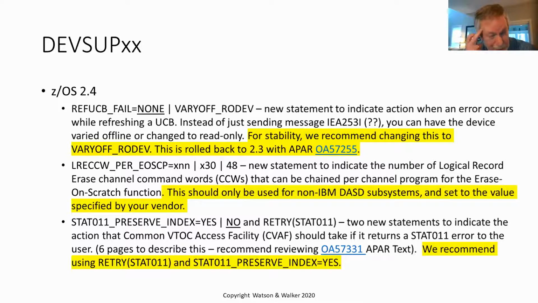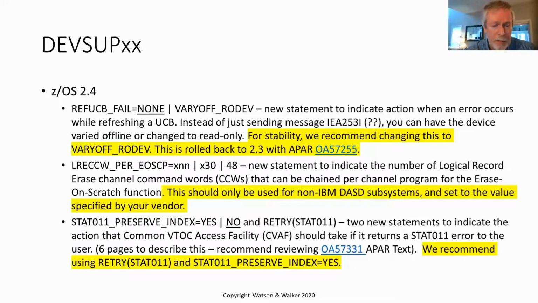With this, you can say, if there's a problem refreshing the UCB, I don't really want to continue using that volume. So you can say VARY OFF_RO DEV, and that says, if you have a problem, please vary the device offline. If it won't go offline, then change it to be read only. So at least I can't go and try to update a volume that appears to have some sort of damage on it.